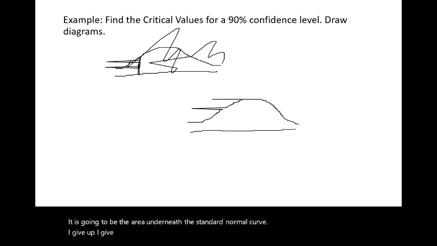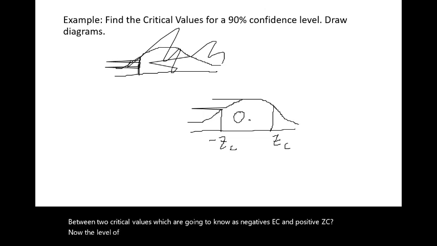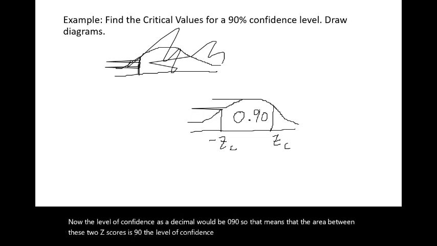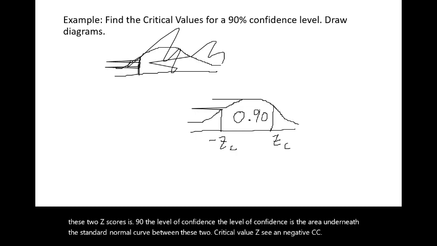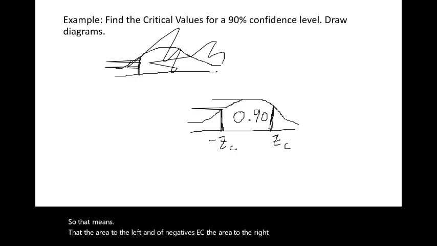This is supposed to be a bell curve, between two critical values, which we're going to denote as negative zc and positive zc. Now, the level of confidence as a decimal would be 0.90, so that means that the area between these two z-scores is 0.90, the level of confidence. That means that the area to the left of negative zc and the area to the right of positive zc need to be what's left over.